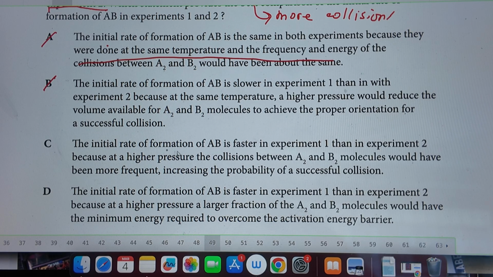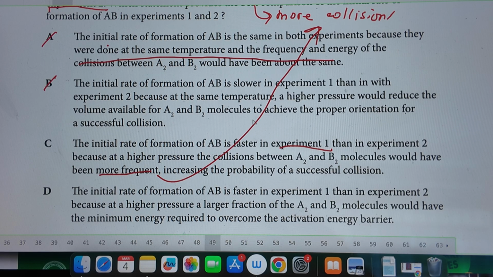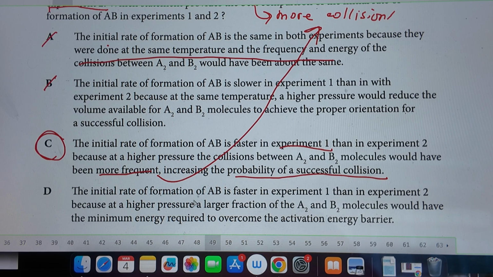C, the initial rate of formation of AB is faster in experiment 1, plausible, than in experiment 2 because at higher pressure, the collisions between A2 and B2 molecules would have been more frequent. More frequent because more collisions, more pressure, leading to the probability of a successful collision. I'm picking C, but let's read D to entertain it. I'm sorry, maybe I'm getting more confident. Could be D, who knows.